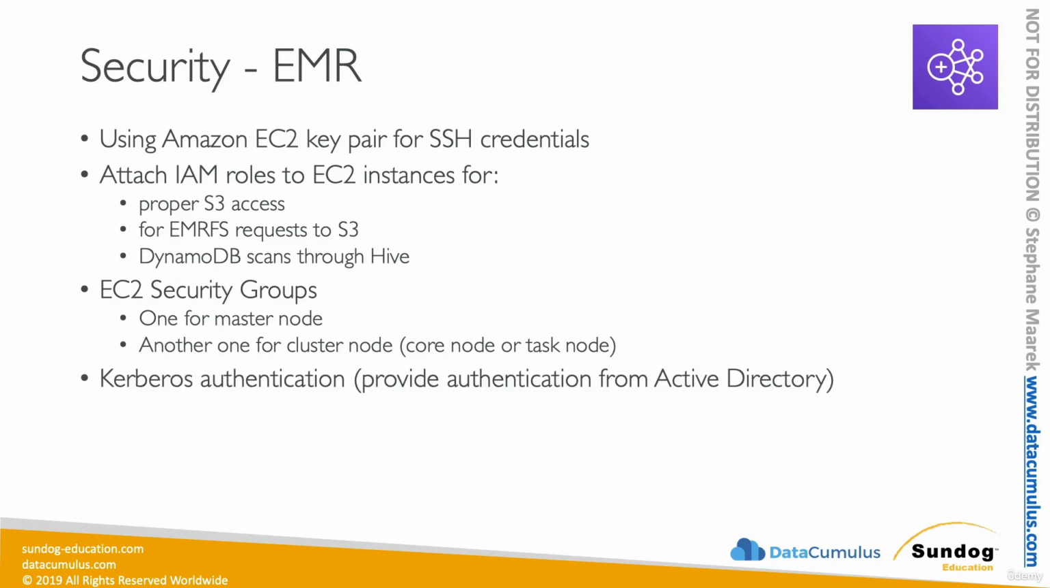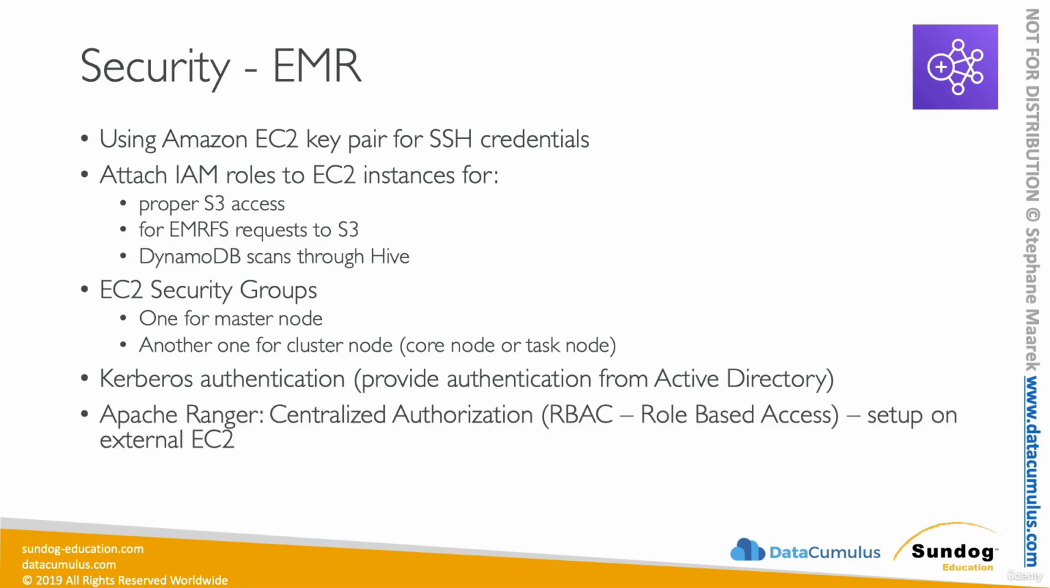In terms of authentication, we have Kerberos authentication, and this is helpful when you want to connect your authentication mechanism to Active Directory. And then finally, there is an open source way of managing security on EMR for authorization, which is called Apache Ranger. So it's RBAC, role-based access, and you need to set this up on an external EC2 instance and then connect it to your EMR cluster. So that's not something you can set up directly from EMR. You have to set it up externally on EC2 and connect it with your EMR cluster.